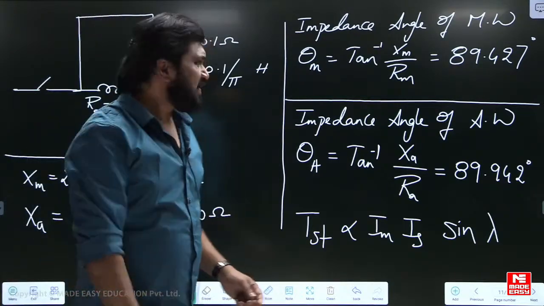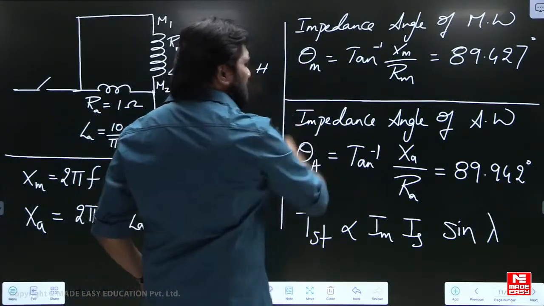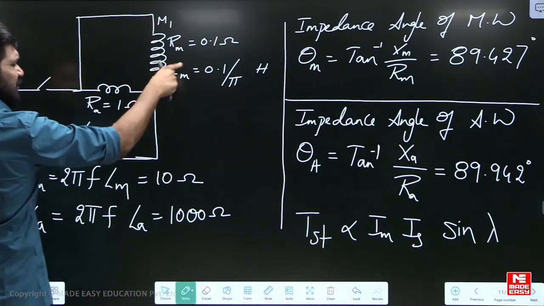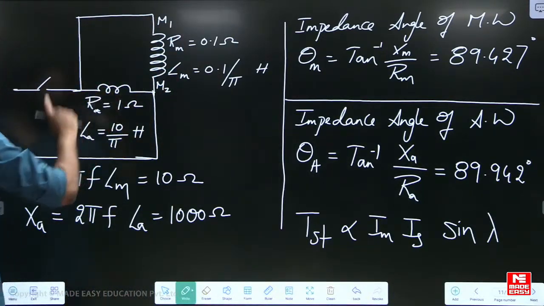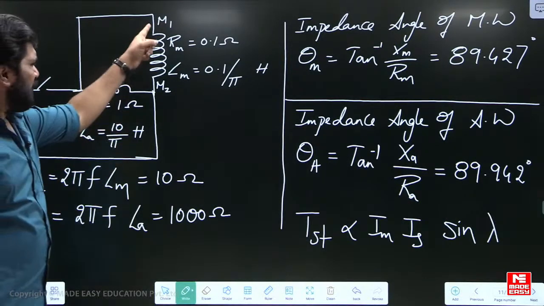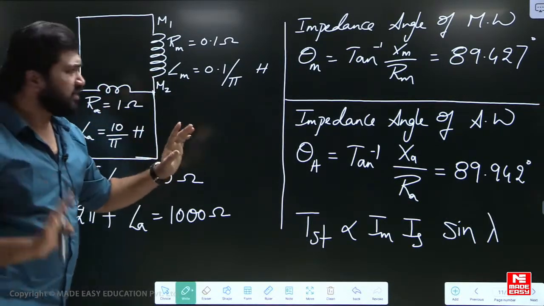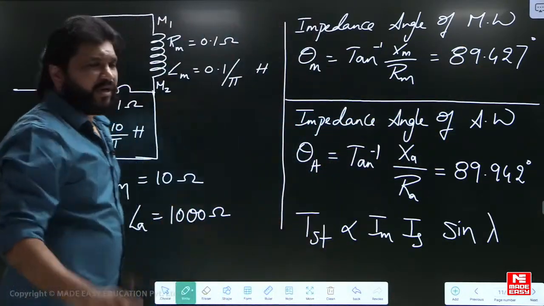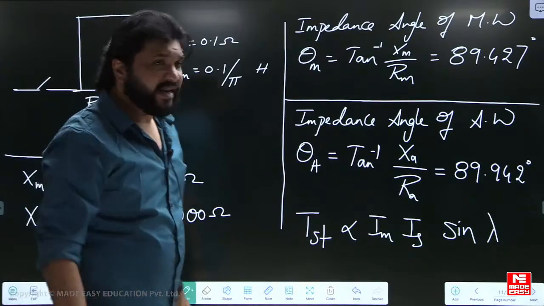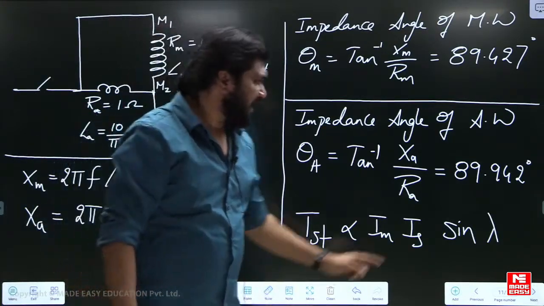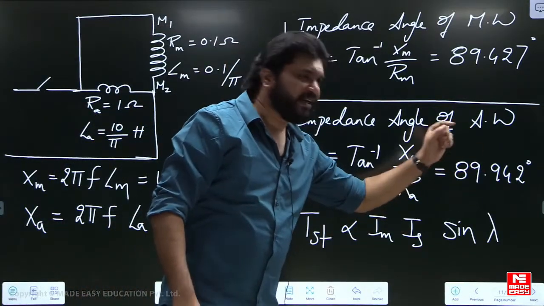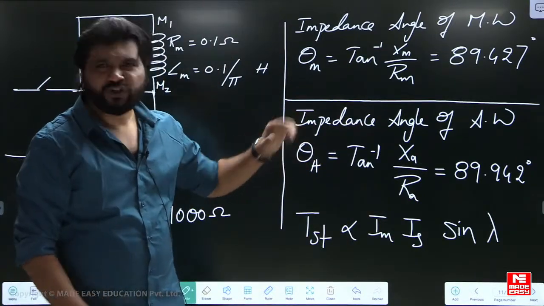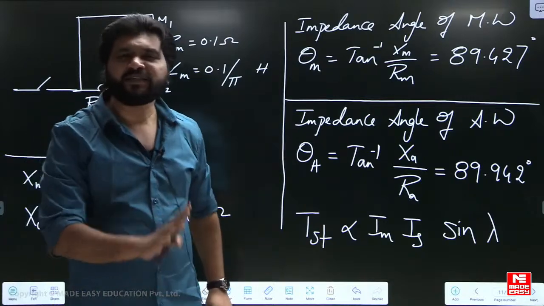So by applying the theta concept, the impedance angle concept, you can find out the impedance angle of the main winding and the impedance angle of the auxiliary winding, which means the current flowing in the main winding lags the voltage by 89.4 degrees. The current flowing in the auxiliary winding lags the supply voltage by 89.9 degrees. Almost they are very close to each other.